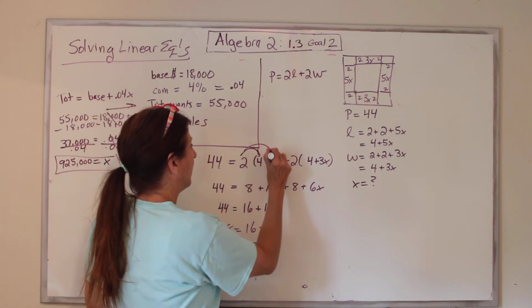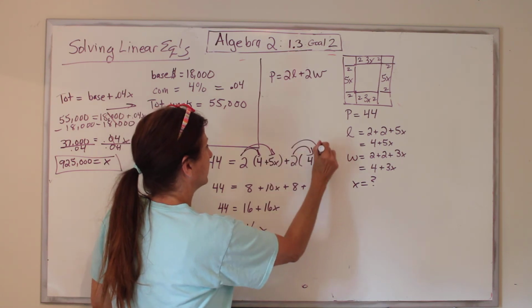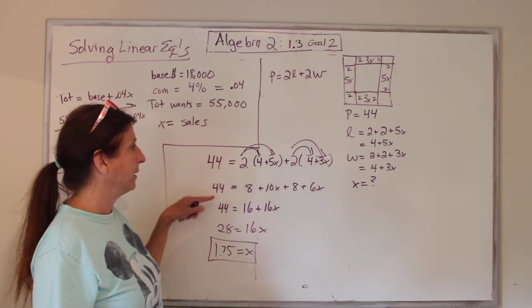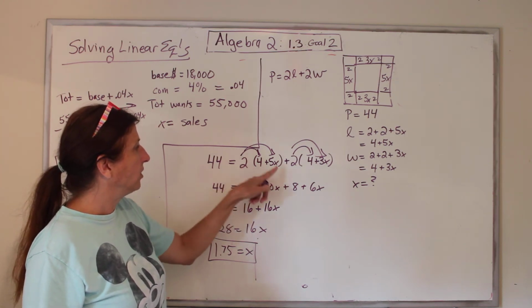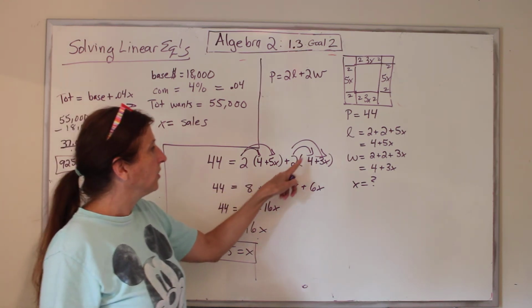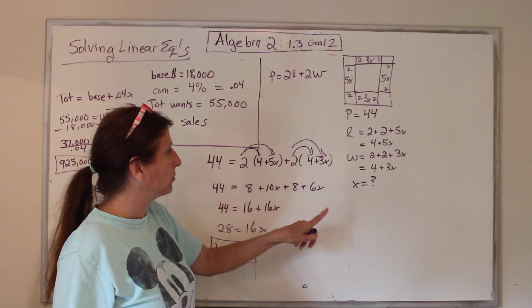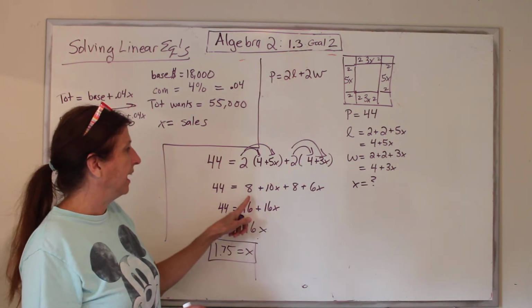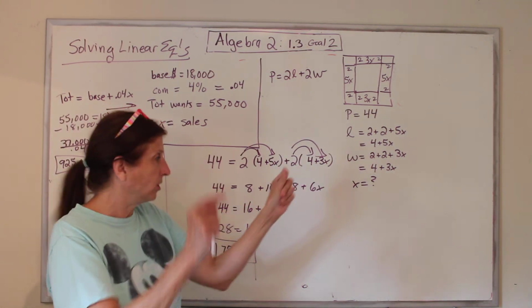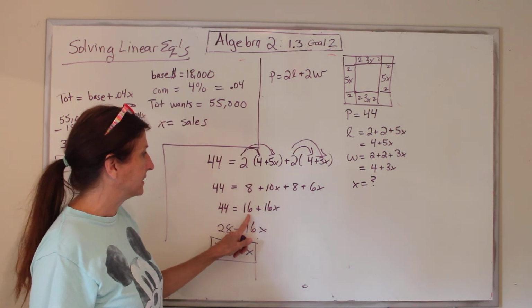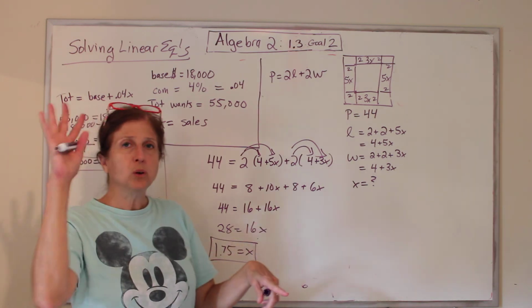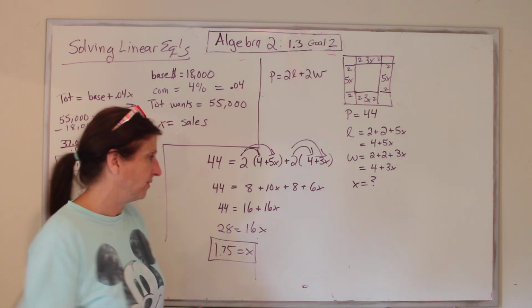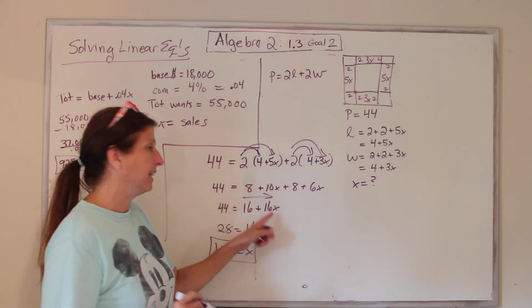I draw my arrows every single time. So now I bring down what I didn't mess with. 44 equals 2 times 4 is 8, 2 times 5x is 10x, 2 times 4 is 8, 2 times 3x is 6x. Now I gather up some more terms. 8 and 8 is 16, 10x and 6x is 16x. Now I can finally say, why is x not alone? Because of the 16 and the 16x.